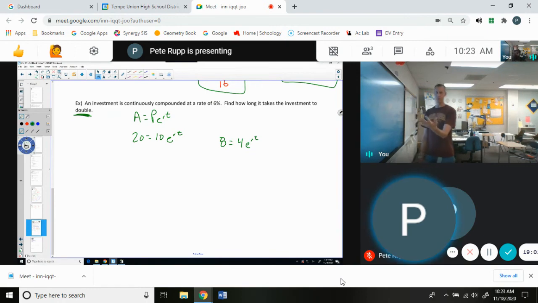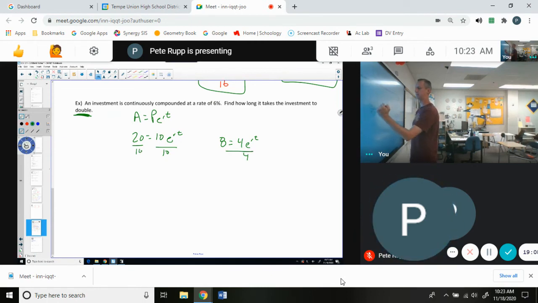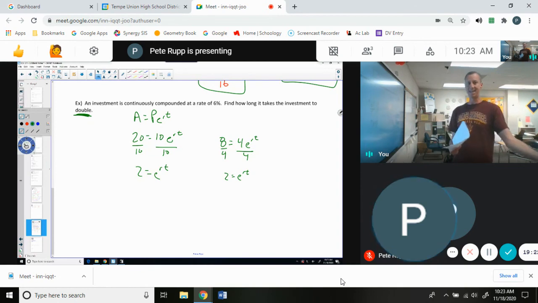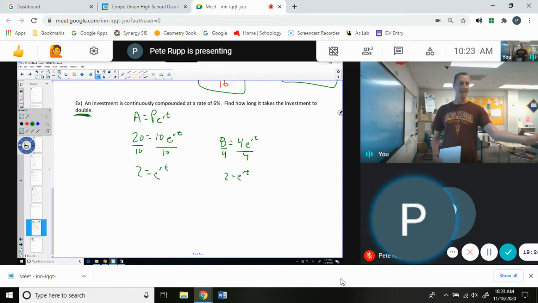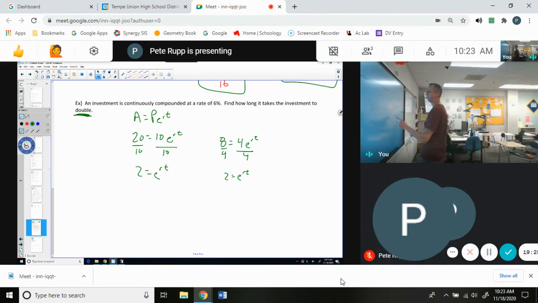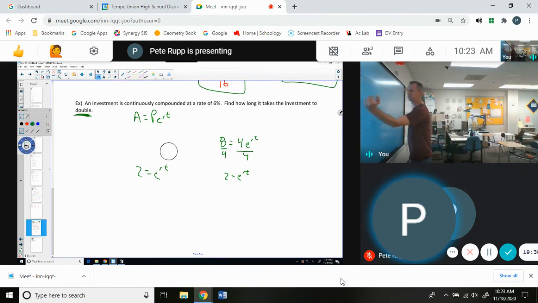The reason I'm doing both of these is because they both have the same first step. I'm going to divide by 10, and divide by 4. And you guys notice 20 divided by 10 is 2, so 2 equals e to the rt, and 2 equals e to the rt. It doesn't matter what you start with. If you get yourself confused, just pick a starting value: 10, and then it doubles to 20. If it says it triples, use 30. Or you can just jump right down to this line here.